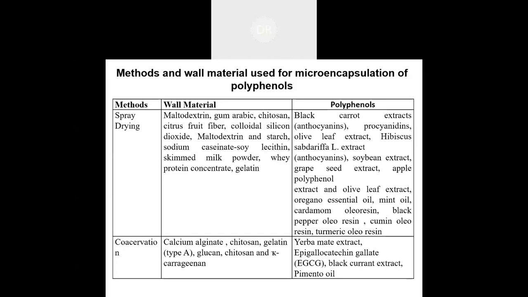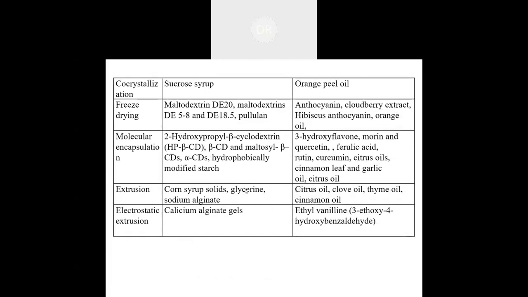Next is the black currant extract. The polyphenols extracted from the black currant extract can be encapsulated with the coacervation method, and calcium alginate, chitosan, and gelatin can be used as the wall material. Next, the co-crystallization method is used for orange peel oil, and sucrose syrup can be used as a wall material.